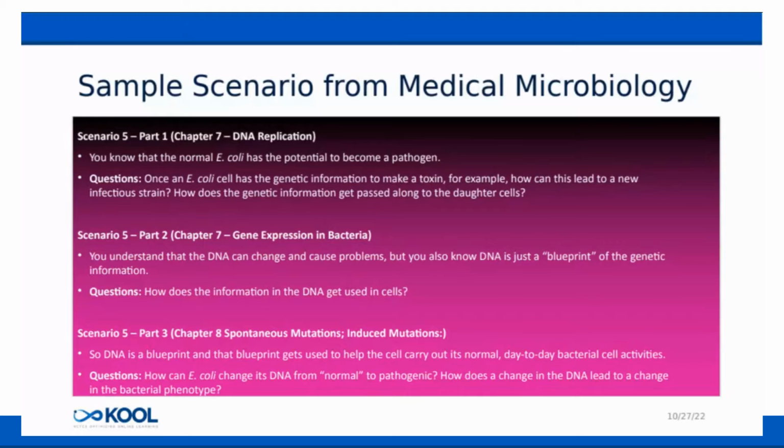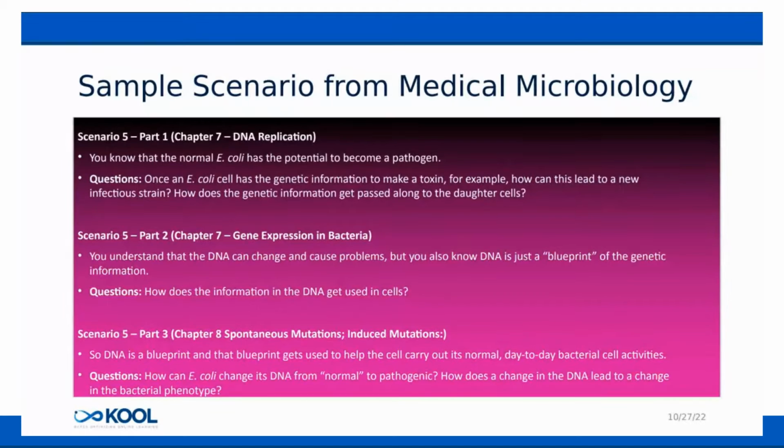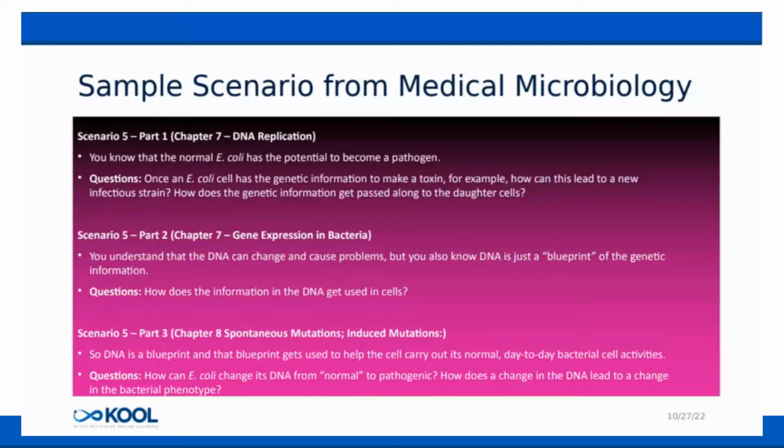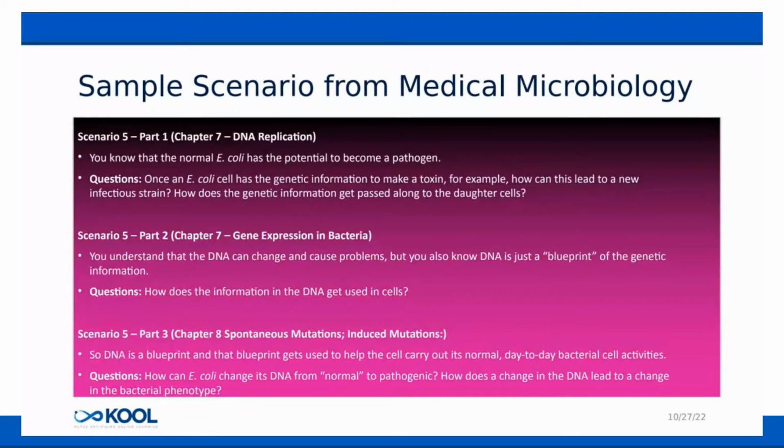Part 2, you understand that DNA can change and cause problems, but you also know that DNA is just the blueprint. So the question is, how does the information in the DNA get used in cells? That was also in that same chapter on gene expression. How does that work? Okay.